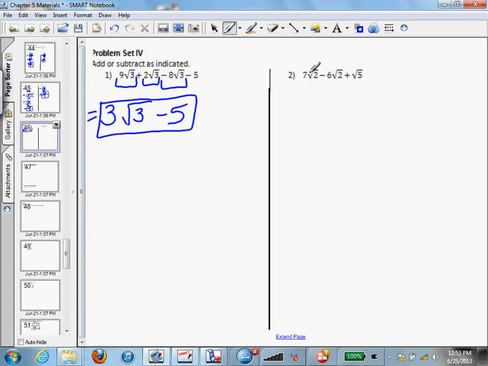Looking at number 2, these two share a common radical, while the square root of 5 does not. So we can combine the 7 square root of 2 and the minus 6 square root of 2. Let's have the square root of 2 down there and have the 7 minus 6 as just 1, and drop the square root of 5 down there.